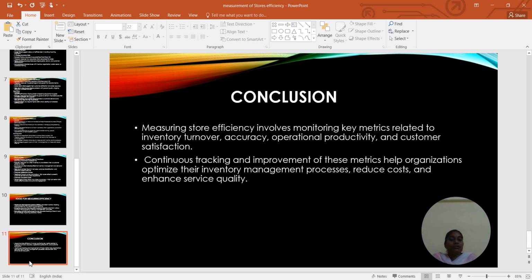In conclusion, measuring store efficiency involves monitoring key metrics related to inventory turnover, accuracy, operational productivity, and customer satisfaction. We have to continuously track and improve these metrics, which helps organizations optimize their inventory management process, reduce costs, and enhance service quality.